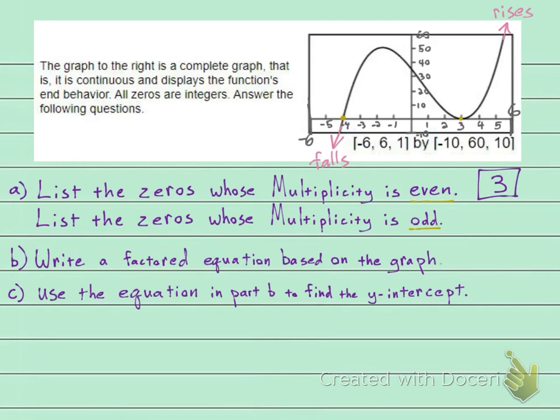List the zeros whose multiplicity is odd. And an odd 0 is going to cross the x-axis. And that's exactly what we see right here. See, the graph crosses. So the zero whose multiplicity is odd is going to be -4.